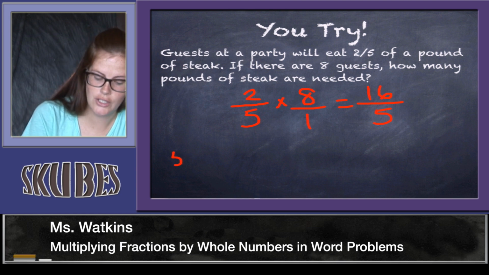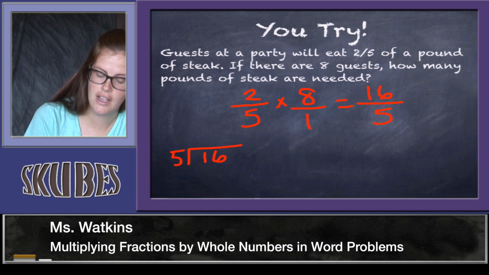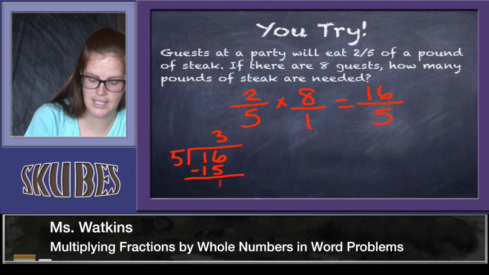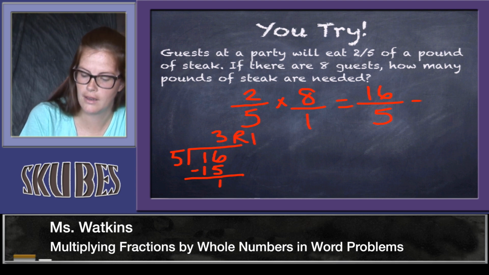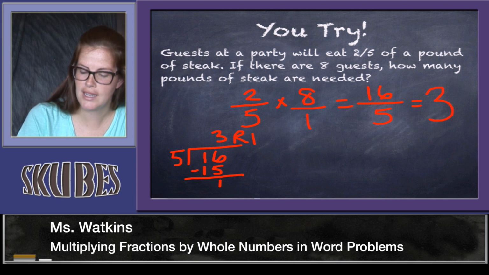So to change this into a mixed number, we would do 16 divided by 5. 5 will go into 16 3 times. 3 times 5 equals 15, and that leaves us with a remainder of 1. So to rewrite our answer as a mixed number, we would have 3 and 1/5.